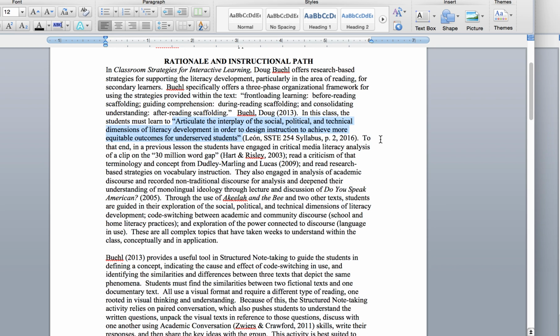And then I describe what we've done up until this point. So trying to get to articulating the interplay of the social, political, and technical dimensions of literacy development, we've done some work as far as the 30 million word gap, read criticism of that terminology and concept. We read research-based strategies on vocabulary instruction, talked about other things that we've engaged in, such as an analysis of academic discourse, recording non-traditional discourse, all the things that we've done to prepare for a reading of Do You Speak American, Aquila and the Bee, and in this handout that I'll be discussing, or could have been given to you, is also Key and Peele, the phone call, which has a great example of code switching.